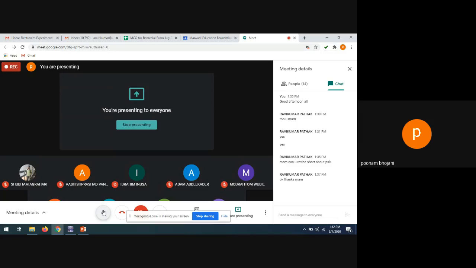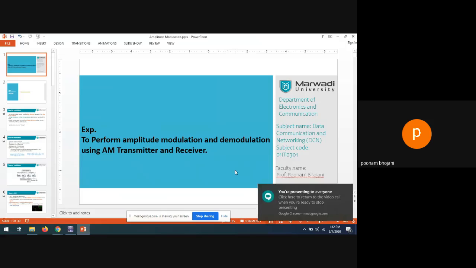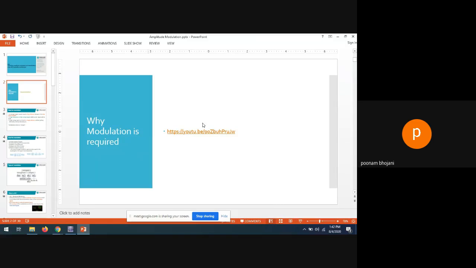So here I am going to show you one of the modulation techniques, that is amplitude modulation. Okay, so let us start. You are able to see the PPT, right? Okay. So we will perform amplitude modulation and demodulation using an AM transmitter and receiver, and this is a type of analog modulation technique.